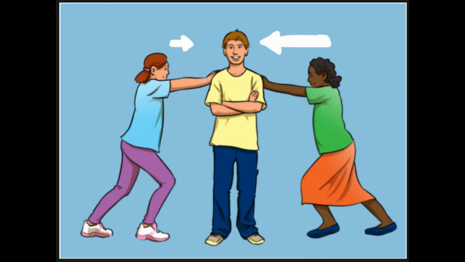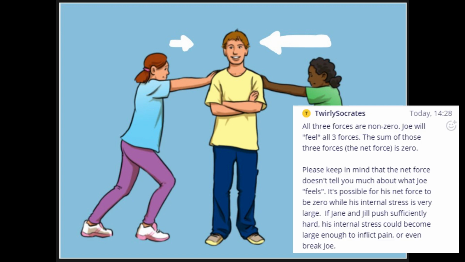You agreed that Joe still feels the force from Jill and Jane as pressure. So do you now agree that their combined force is not 0? All three forces are non-zero. Joe will feel all three forces. The sum of those three forces, the net force, is 0. Please keep in mind that the net force doesn't tell you much about what Joe feels. It's possible for his net force to be 0 while his internal stress is very large. If Jane and Jill push sufficiently hard, his internal stress could become large enough to inflict pain, or even break Joe.